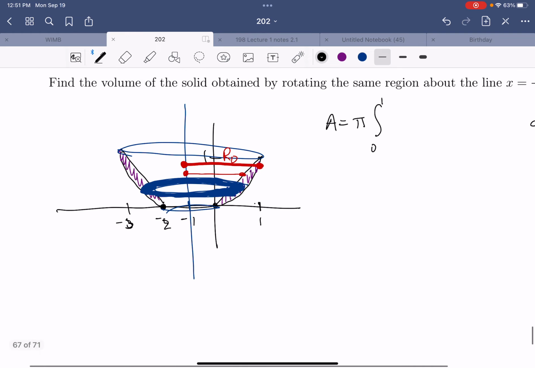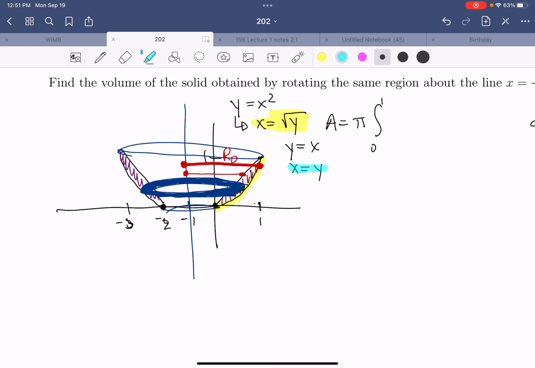So I want to be thinking about my outside function there. We had y equals x squared, which is going to translate to x equals square root of y. Okay. And it's just the positive version because we're only using the first quadrant there. And that's the curve, so that's the yellow one. And then you have the line y equals x, which is just x equals y. And that's what I'm going to draw in blue. So that's this one right here.